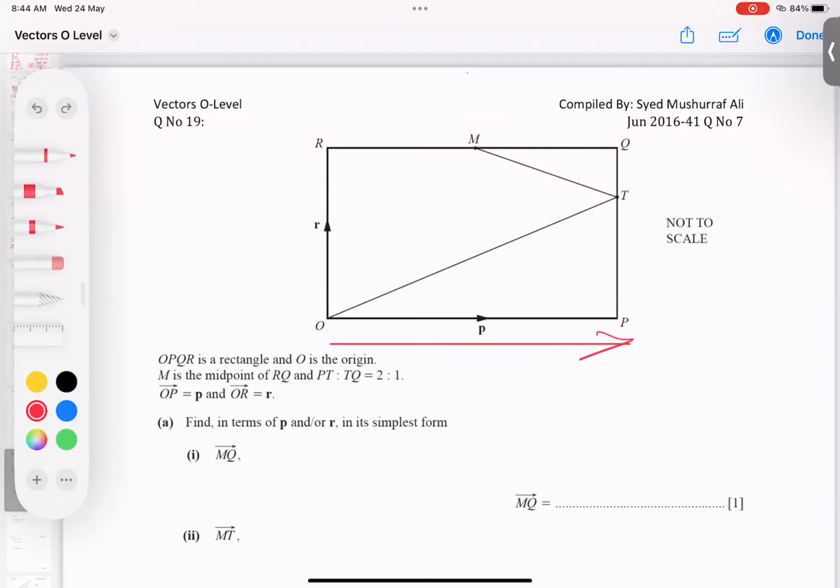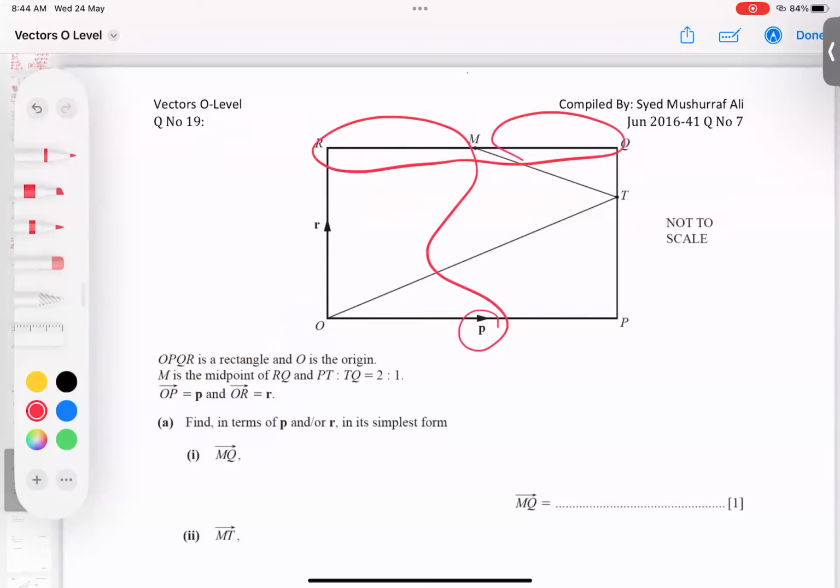So if this vector is P, then that is also P. So this is a P vector and this full side is also a P vector. But he said that at the same time, M is a midpoint. If it is the midpoint, then half is here and half is here. So I'm writing directly here half P, and here directly half P. All right, so this part is clear.